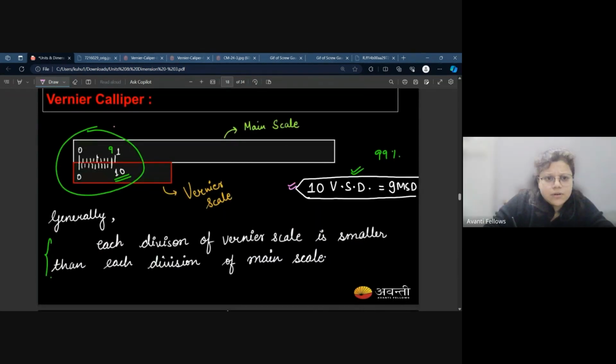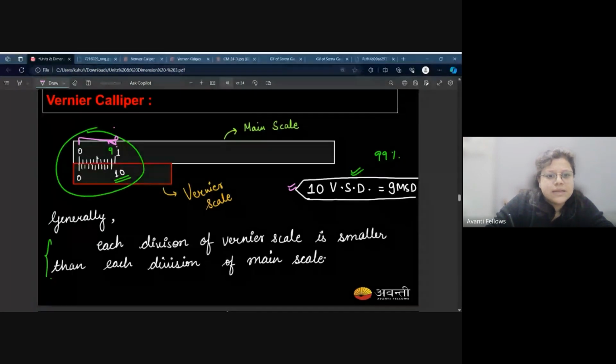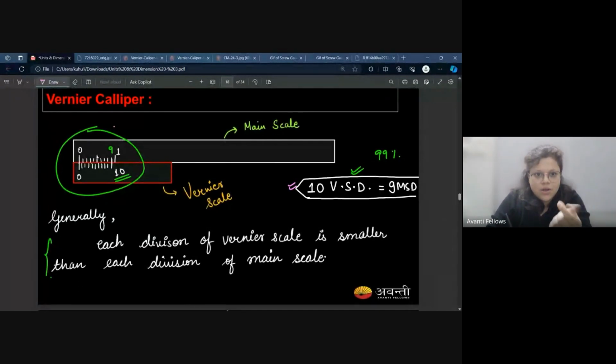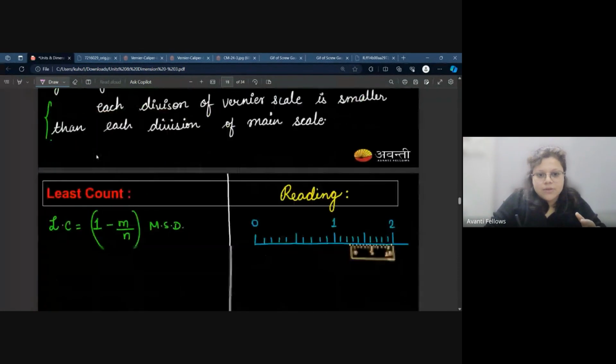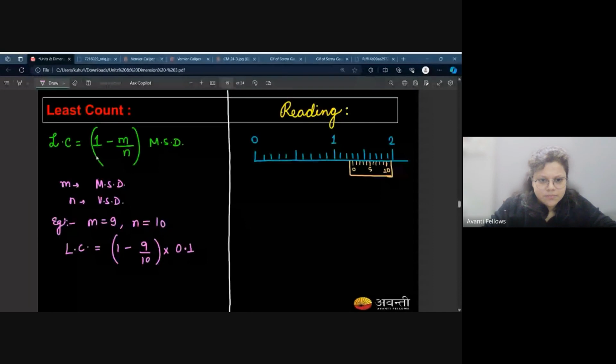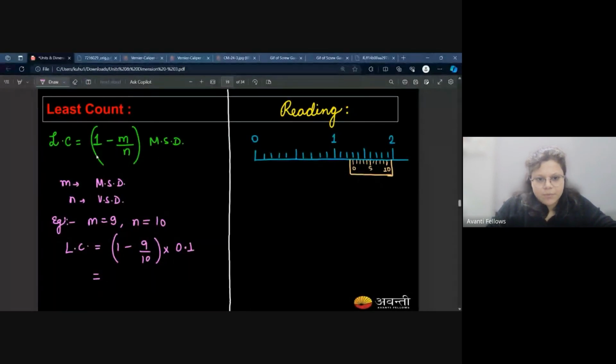Here you have how many divisions from 0 to 1? From 0 to 1, you have basically 10 divisions in between. So that's how I get the idea of 1 main scale division. So that is 0.1 centimeter. I guess you just calculate it and you will get the answer. It is 1 by 10, 1 by 10, 0.01 centimeter.